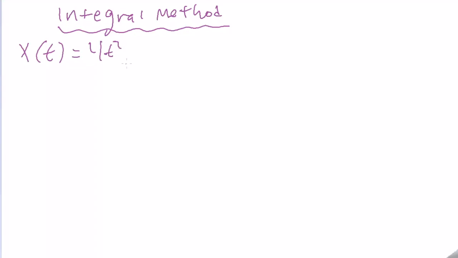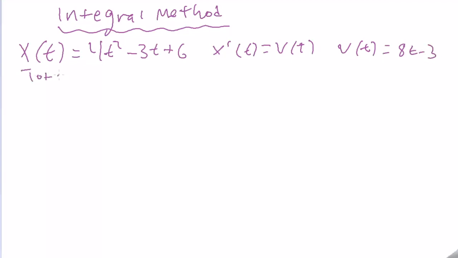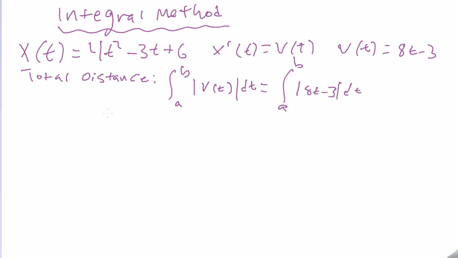We've completed the table method for how to solve this problem, so now we're going to switch back to the integral method. Now remember, our original function was x of t equals 4t squared minus 3t plus 6. Now we went over earlier that velocity is equal to the derivative of x of t, so that's going to be 8t minus 3. Now, to get total distance with an integral, you gotta take the absolute value of the velocity function from points a to b.